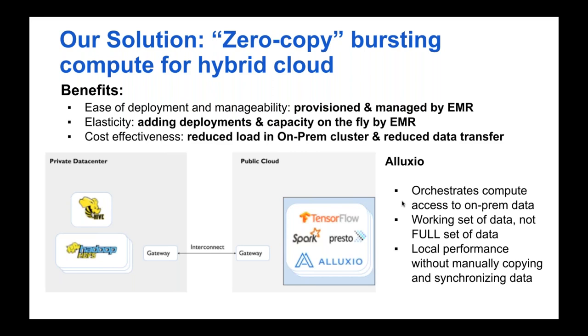And all this happens without any manual copying or synchronizing of data, which means that you don't need to define what data set you are going to copy from your data center to your compute center. If you make some changes to your HDFS, Alluxio will automatically sync those changes to the compute cluster. Everything is done by Alluxio, so Presto and Spark don't need to worry about how to get their data or how to cache or sync the data. So this is the solution that we suggest.